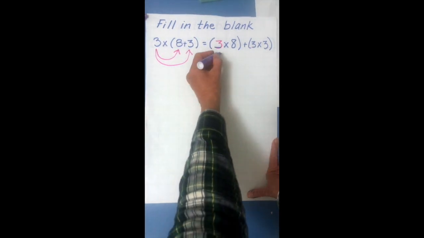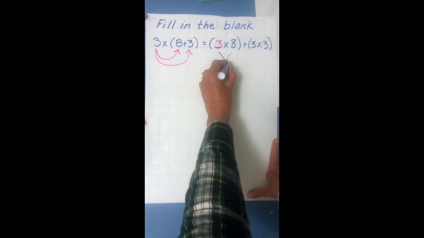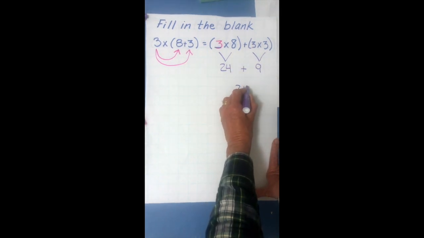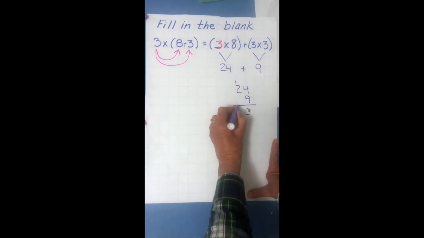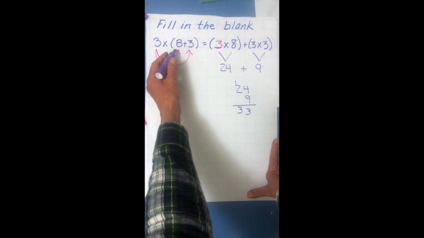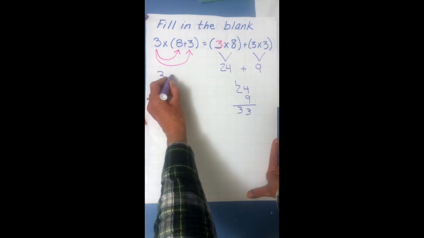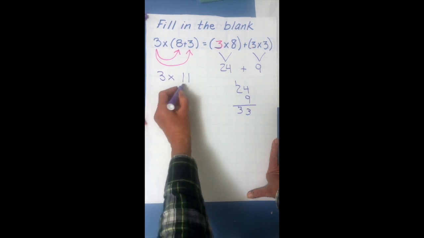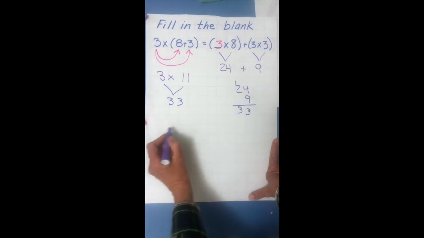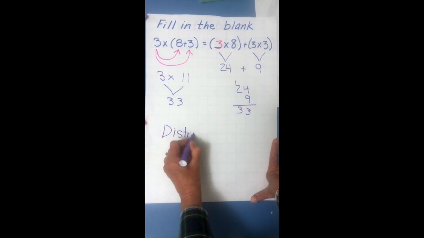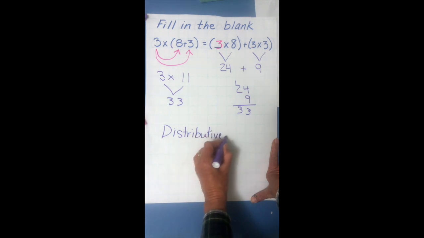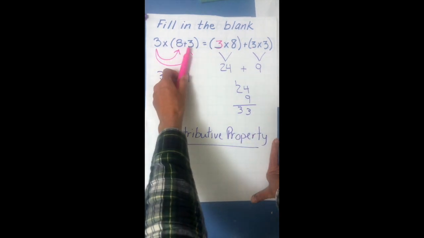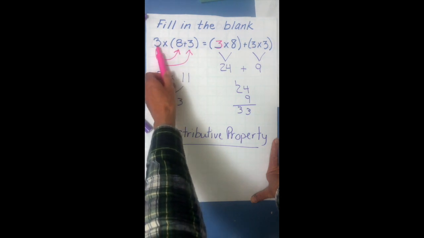Let's see if I get the same answer. 3 times 8 is 24. And 3 times 3 is 9. If I add those together, I like to put those vertically, I get 33. Now let's see if this works. We always add up what's in the parentheses first. It's really 3 times 8 plus 3, which is 11. And then 3 times 11, I know that's 33. So that must have been correct. So I used the distributive property. I took this 11 and I broke it up into 3 times 8 and 3 times 3.